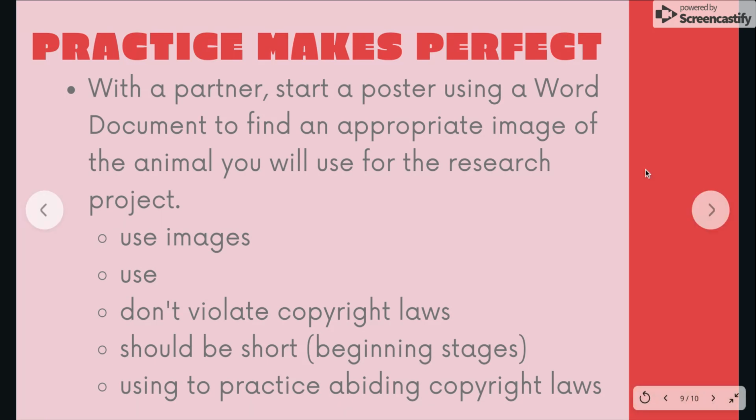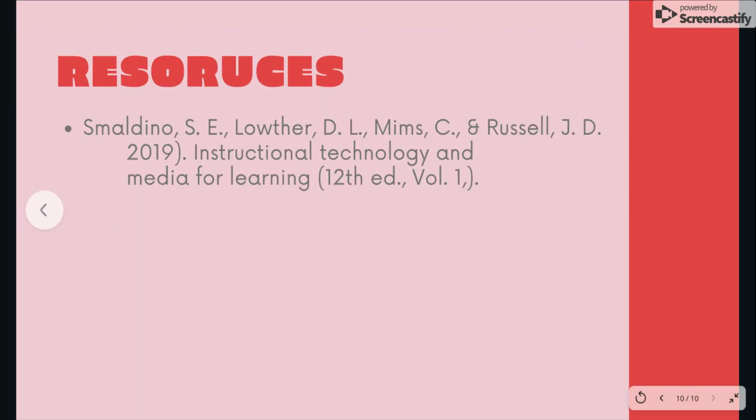So now here are the list of resources, and hopefully you understand copyright law a little better. And yeah, if you have any questions, let me know.